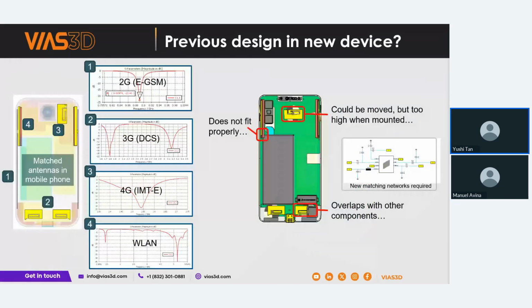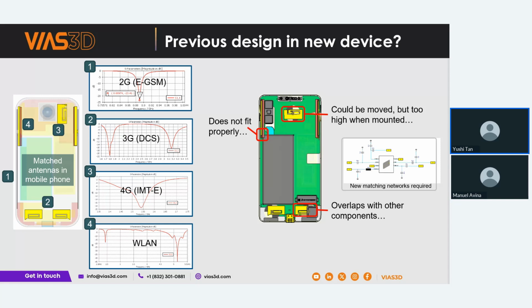Now let's take a look at an existing device with, let's say, 2G, 3G, or 4G, and with wireless local area network support. All the antennas have matching circuits designed to help achieve the required bandwidth, right? Can we move the antennas from one phone design to another to help minimize the effort when you have a new product? And the answer is generally no.